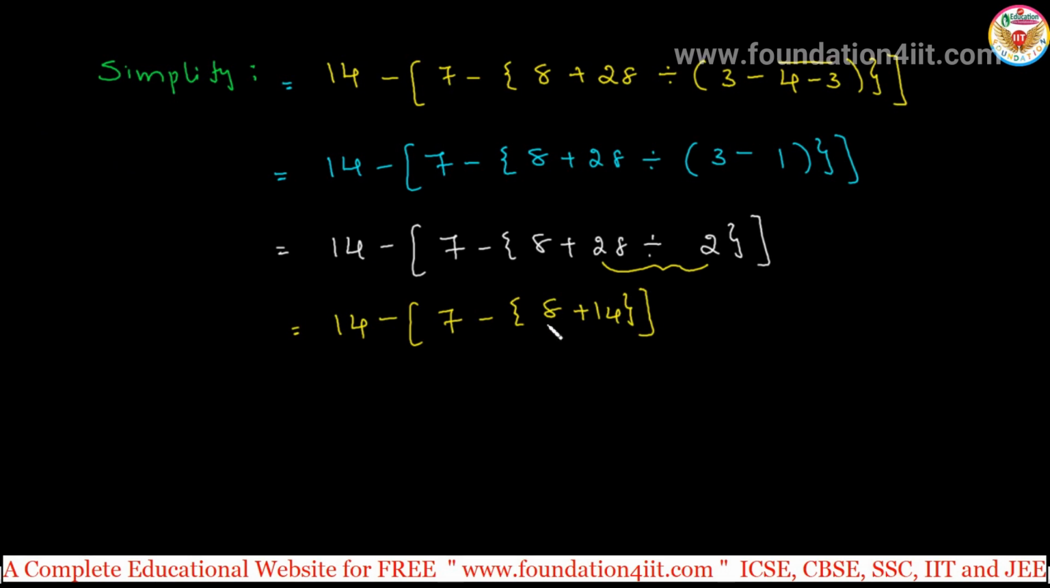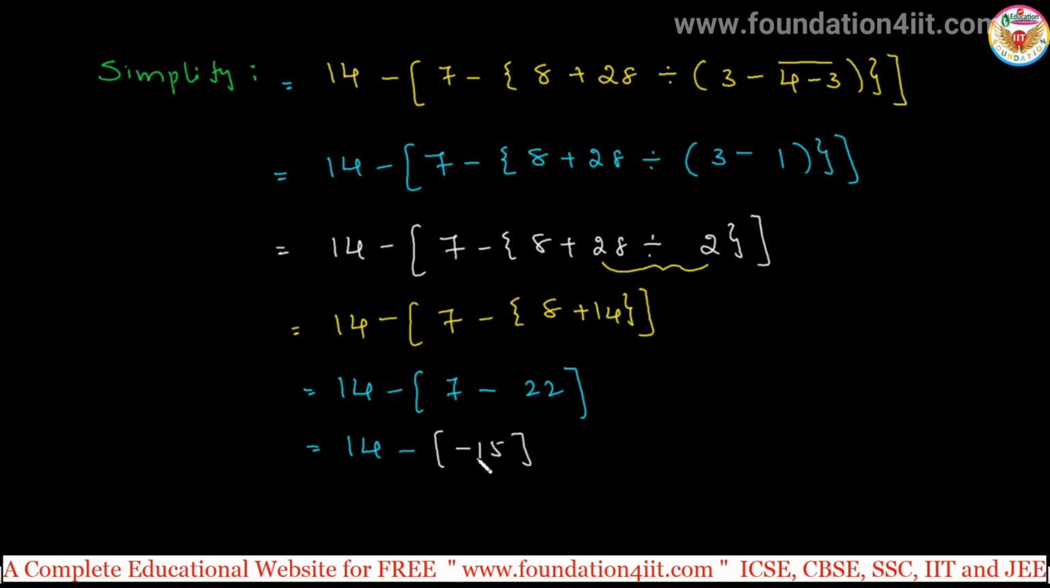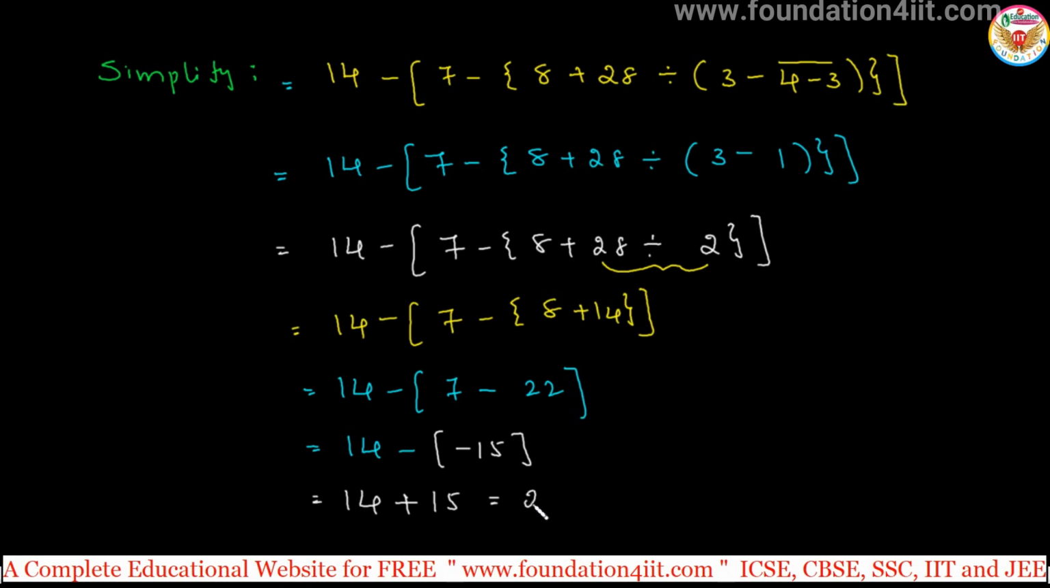Whenever you simplify the last step only, you can remove the bracket. 14 minus 7 minus, so 8 plus 14, so 22. Then you can remove this curly bracket, only we have the square. 14 minus, now here is 7 minus 22. Actually 7 minus 22, that is minus 15, right? 7 minus 22 is minus 15. So next step, minus into minus is plus. 15 you can write and remove this bracket. Now 14 plus 15, so that is 29. This is the final answer.